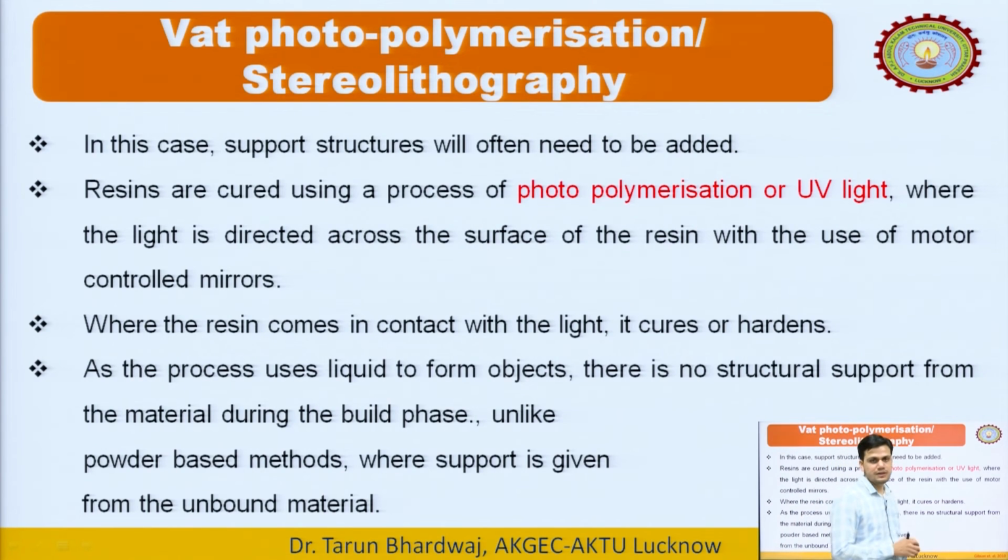what actually happened in this vat photopolymerization? In this case the support structure will often need to be added. हम लोग को यहाँ पे support structures भी देनी पड़ती हैं. Resins are cured using a process of photopolymerization of a UV light, where the light is directed across the surface of the resin with the use of motor controlled mirrors.